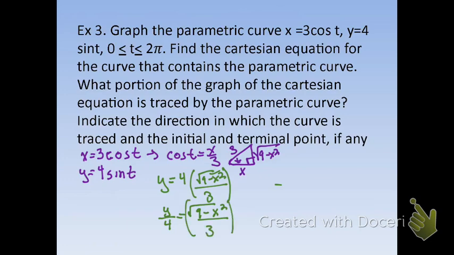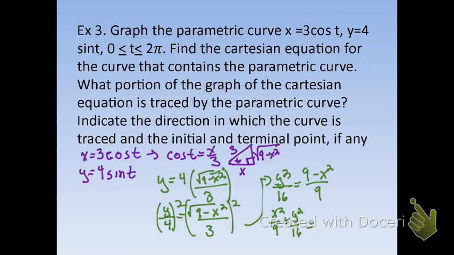Then I squared both sides of my equation to get rid of that square root, which gave me y squared over 16 equals 9 minus x squared over 9. I'm going to move that minus x squared to the other side, so I get x squared over 9 plus y squared over 16 equals 9 divided by 9 is 1. And we see that this is an ellipse. Since y has the bigger number underneath, we know that it's going to be vertical.